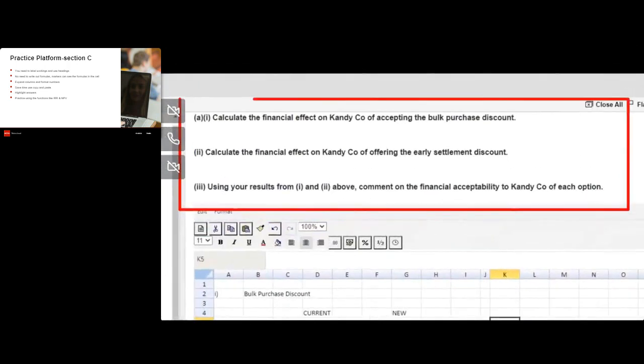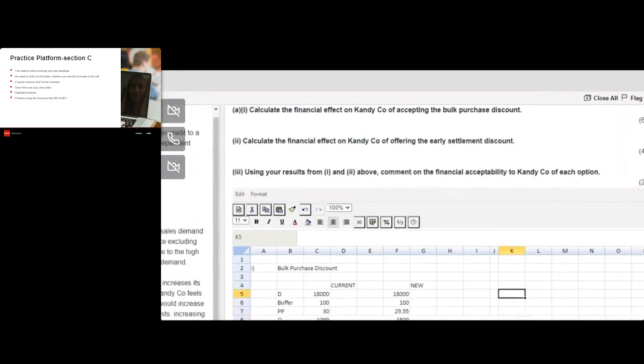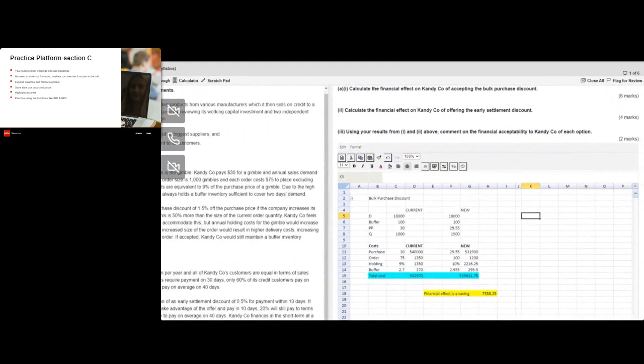And the first 3 requirements are using this spreadsheet. So it says, calculate the financial effect on the bulk purchase discount, the financial effect on offering the early settlement discount, and then comment on the financial acceptability. Now this is all to be done in this one spreadsheet. So I have completed part 1 for you, the bulk purchase discount. And I'm showing you here some top tips for how to complete this effectively and quickly.